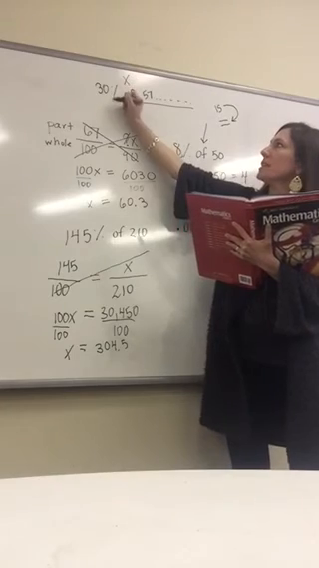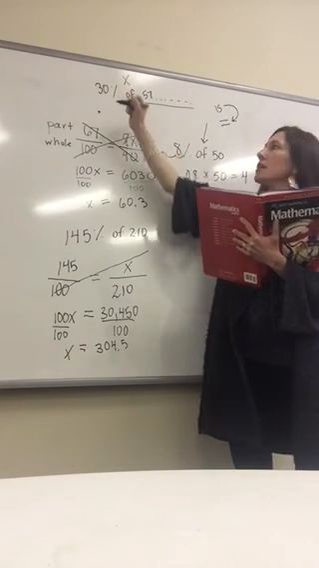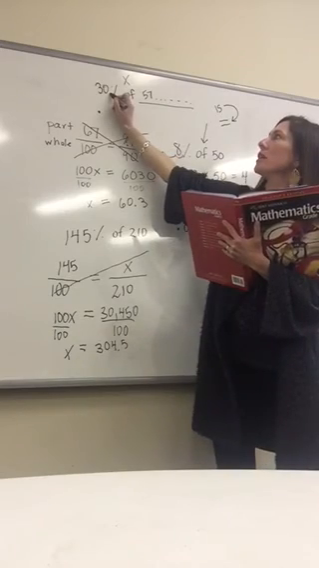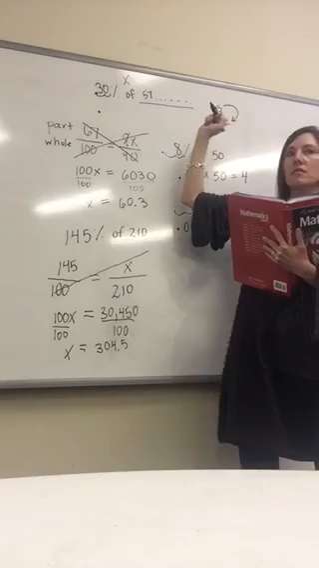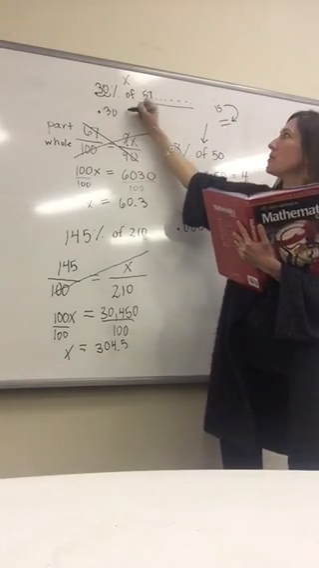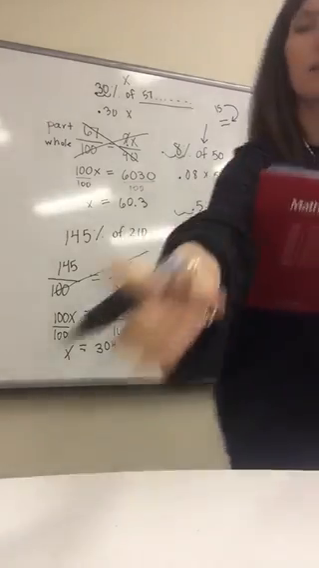Multiply. What is 30% as a decimal number? 0.30. We're right here, so we only have to go 1, 2. So what is it? 0.30 times that big number, and that would be your answer. Okay? Let me stop this.